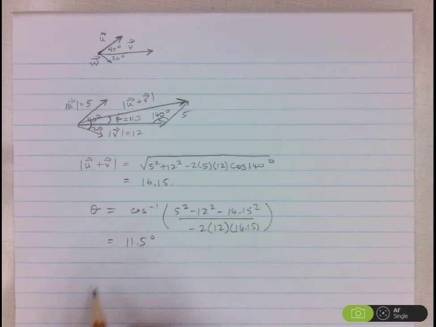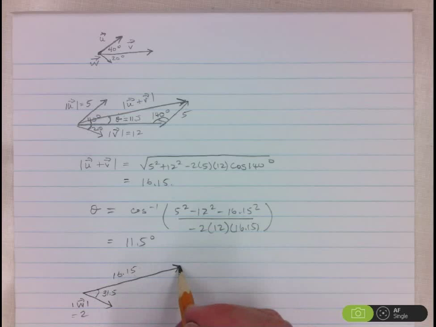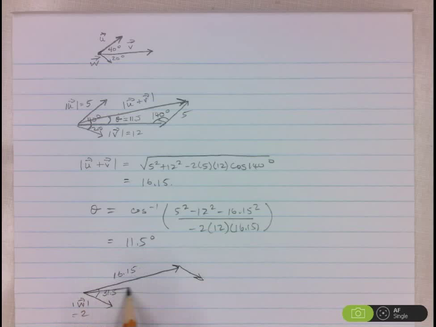Okay, so I'm going to redraw this here. Here's my resultant vector, which had a magnitude of 16.15, and to that I've got my vector w, which of course has a magnitude of 2, and I know the angle between them is equal to 31.5. Again, I want to add these two vectors, so I'll move vector w out here, tip to tail, and there's the resultant vector. So this here is u plus v plus w.